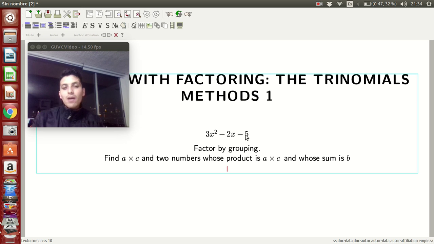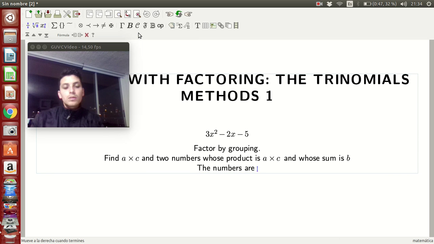Very good. Now find two numbers whose product is A times C, negative 15, and whose sum is B. In this case, it's easy to know which are the numbers, because you need a sum of negative 2 and a product of negative 15. 3 times negative 5 is negative 15, and negative 5 plus 3 is negative 2. So we found the numbers: negative 5 and 3.